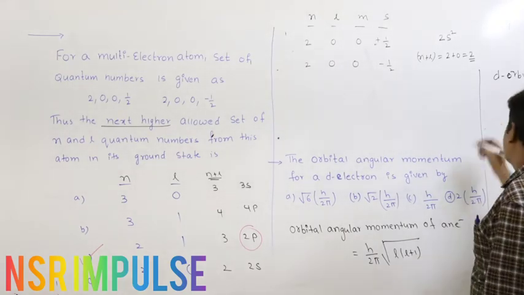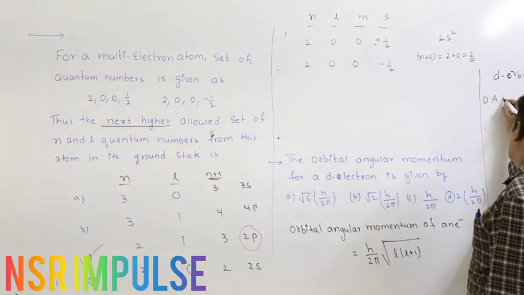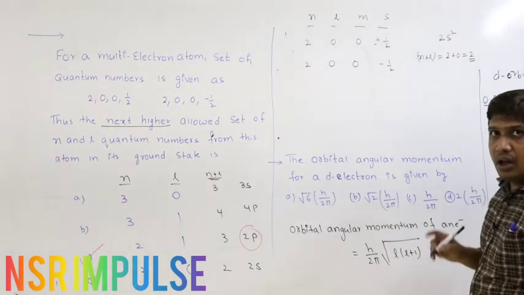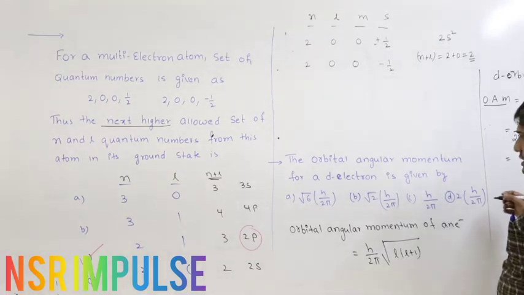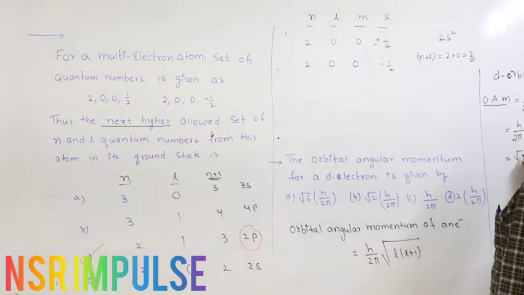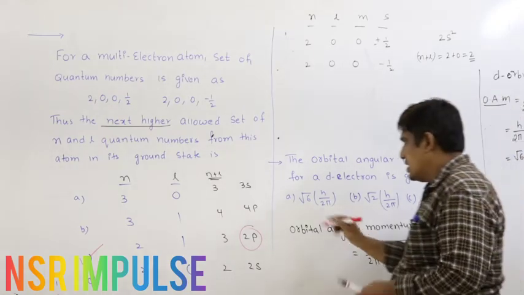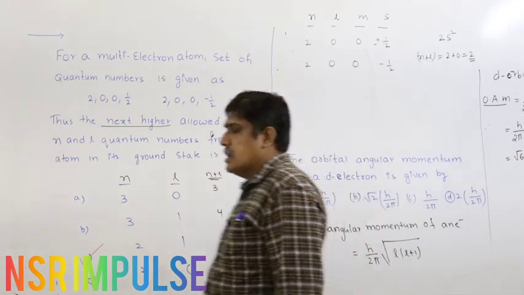Substituting here, orbital angular momentum equals h by 2 pi times the square root of l into l plus 1, with l equal to 2: 2 into 2 plus 1. 2 plus 1 is 3, and 3 into 2 is 6. Therefore, I can write root 6 times h by 2 pi. So the correct answer is A.